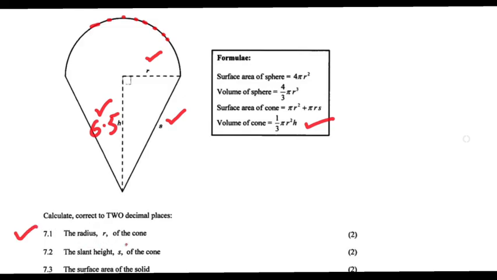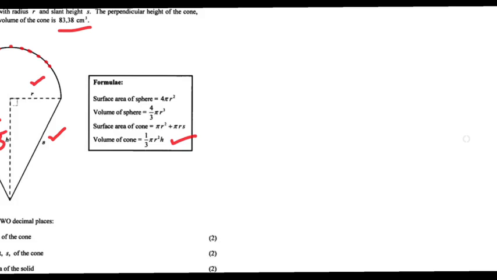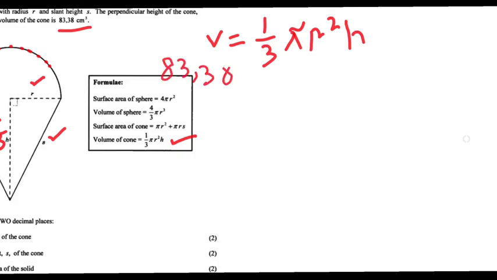First, the radius of the cone. So must remember, you can't give the answer in terms of pi. Now you have to solve the pi. Use the given volume and height to find the radius. The formula for the volume of a cone is volume is equal to 1/3 pi r square h. Volume is already given 83,38 is equal to 1/3 pi and the radius we don't know, we need to find out, and the h is given 6,5 centimeter.